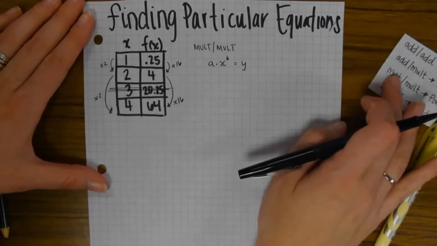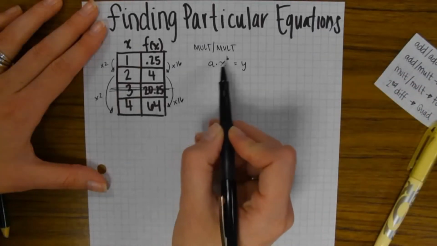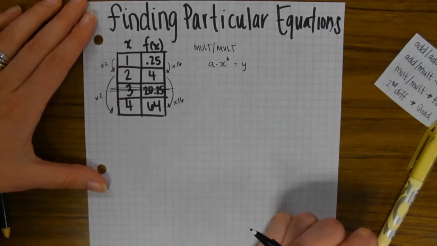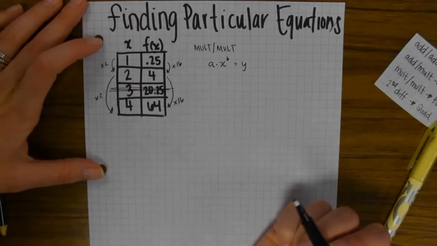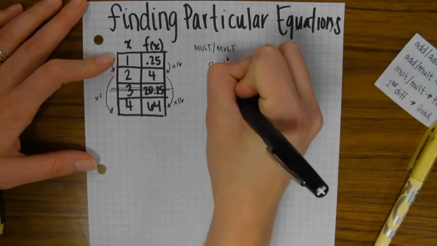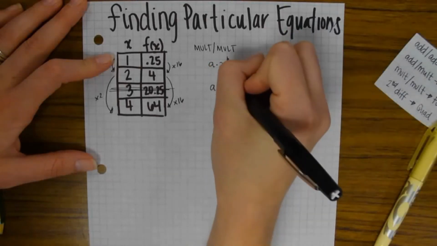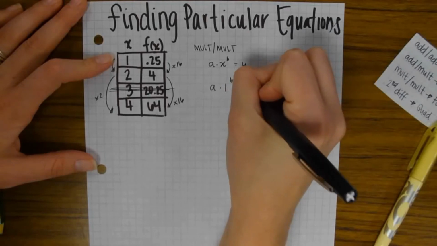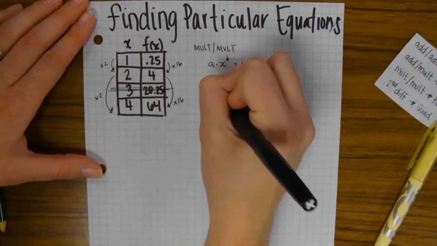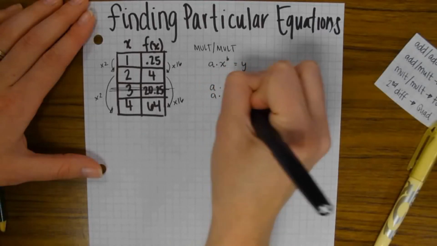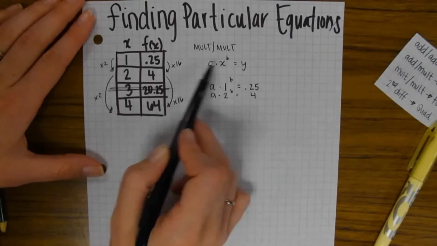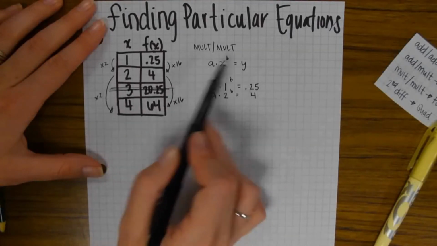So in order to solve this, we have a and b as unknowns. We have a bunch of x's and y's from this table. We need to set up a system using 2. So, let's use our first one. A times 1 to the power of b equals 0.25. And then we have a times 2 to the power of b equals 4. I just got those using my x's here. I replaced x with those, and I replaced y with these.